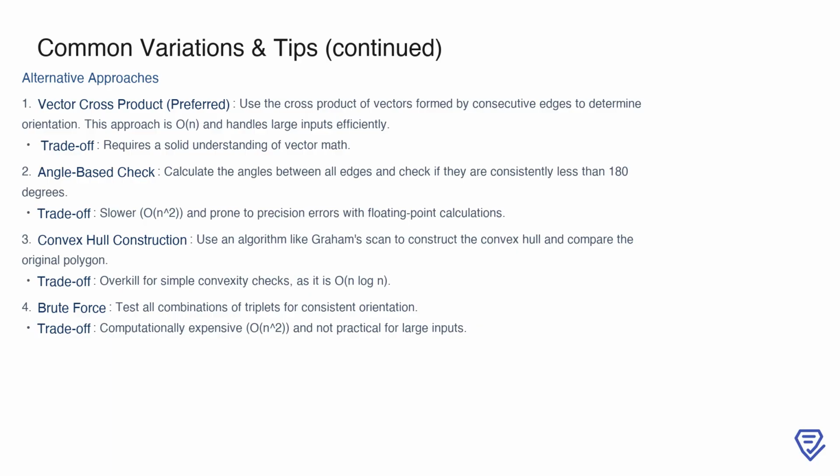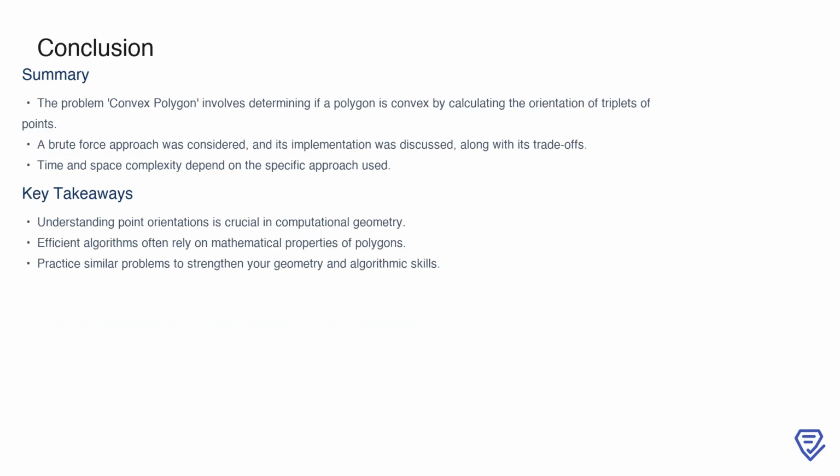Finally, there's the brute force method, which tests all combinations of triplets for consistent orientation. While this guarantees correctness, it is computationally expensive at O(n²), and impractical for large inputs. Each approach has trade-offs, so choose the one that best fits the problem constraints and requirements. Great job completing problem number 469, Convex Polygon. To summarize, we explored the brute force approach along with its intuition and trade-offs. Remember, mastery in computational geometry comes with practice.